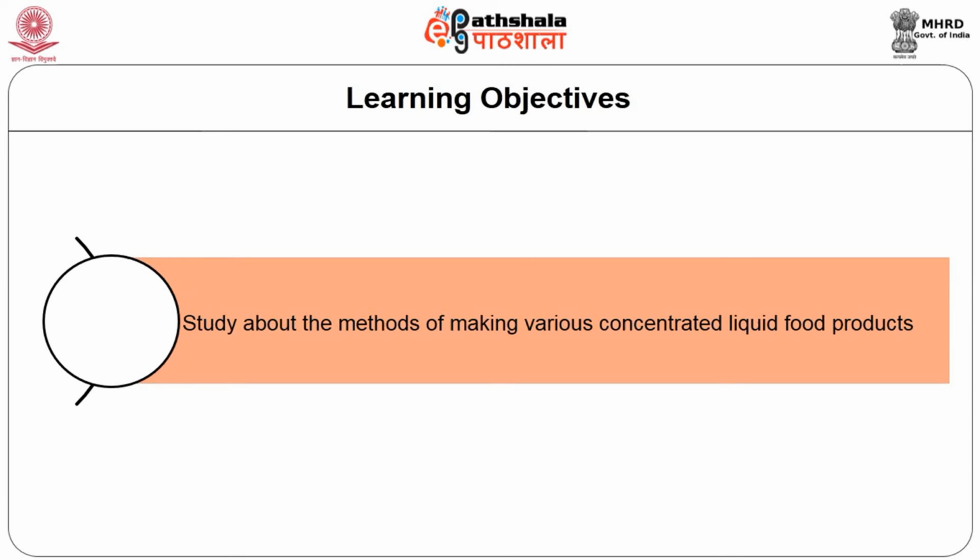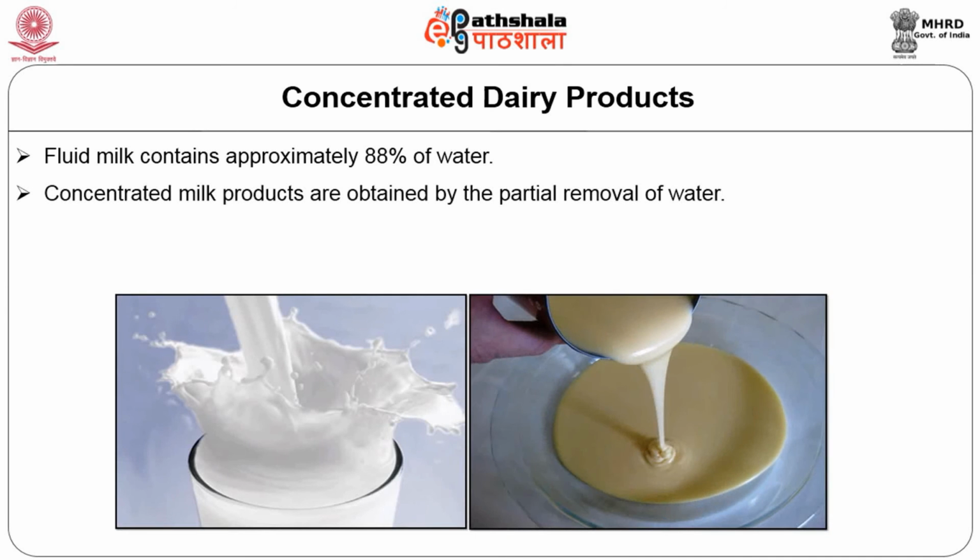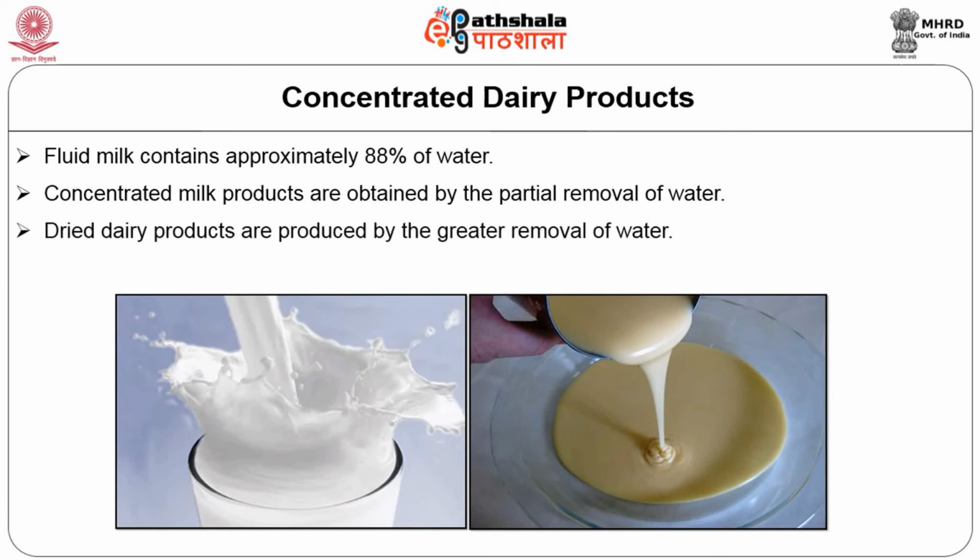As we have now learned what is concentration and why concentration is performed, we will move on to learn the process of making various concentrated dairy products. Fluid milk contains approximately 88% of water. Concentrated milk products are obtained by the partial removal of water. Dried dairy products are produced by the greater removal of water. These dry products contain around 4% moisture content, and because of low moisture content, these can be preserved for longer time.